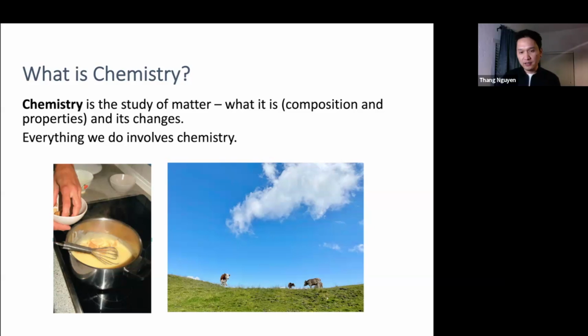Or we can take a look at this picture again, and we see that there are clouds here, right? So how does the puddle of water become evaporated and become clouds in the sky, and that's a cycle of water, right? So that's all the chemistry that surrounds us.